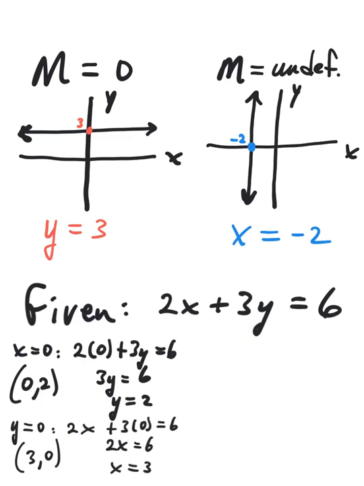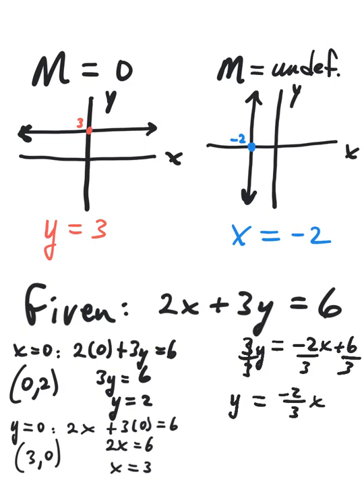It's an easy sketch. The other way is like the technique we used from the previous slide. If we isolate y, so we're going to take off 2 x's, divide everything by 3, then that gives us y equals -2/3 x plus 2.